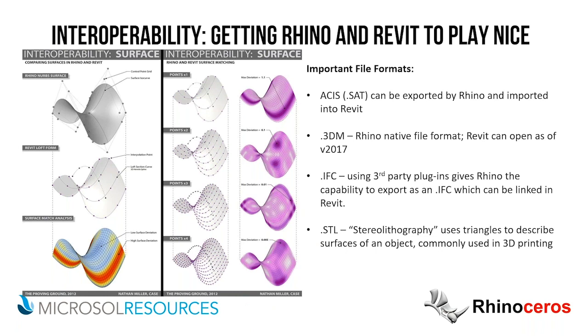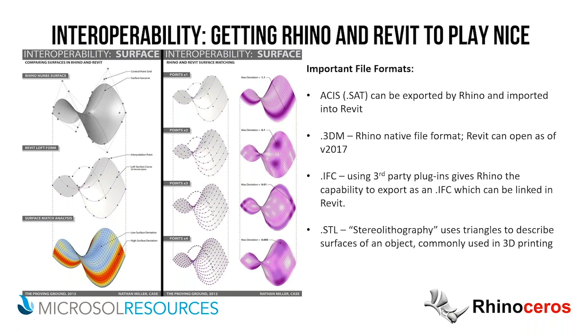ACIS or .sat, which can be exported by Rhino and imported into Revit. 3DM, which is the Rhino native file format. So that's just the format that's read and written by Rhino. As of version 2017, Rhino can actually open and read 3DM files. Of course, there are some limitations there.